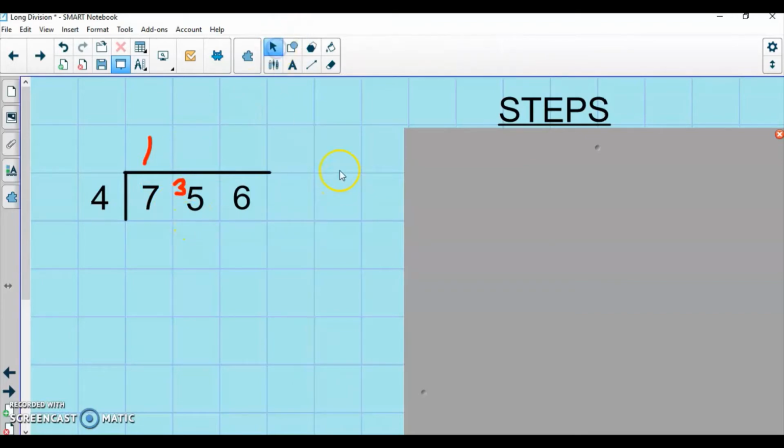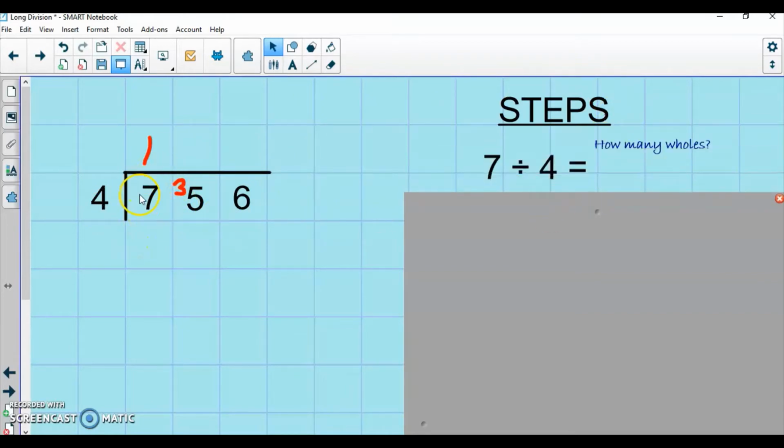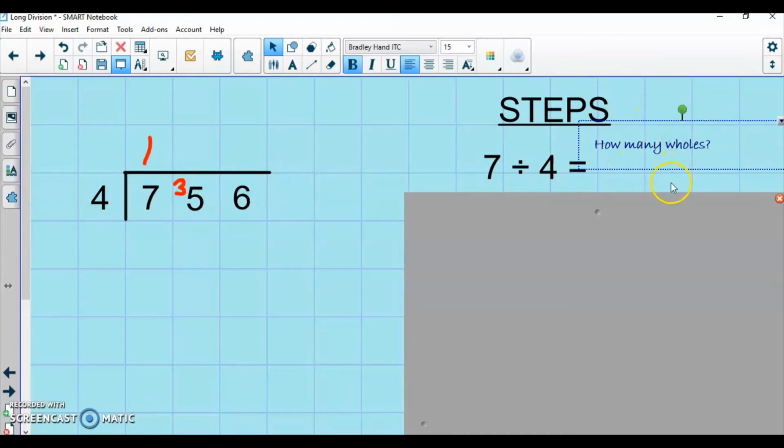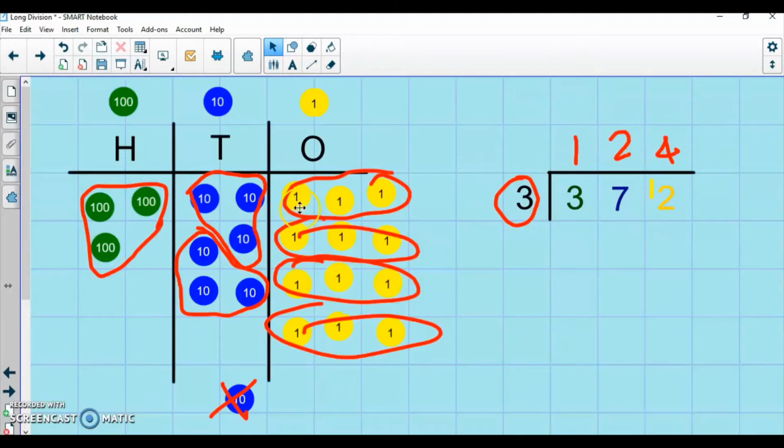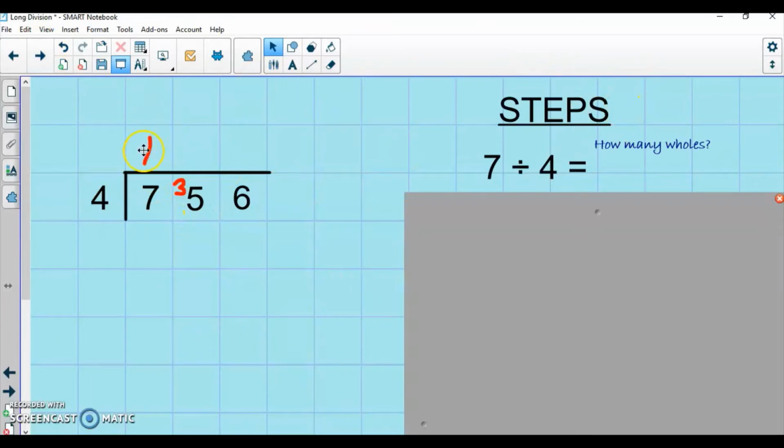Now I did all that very, very quickly because I know my 4 times table and I can do some quick subtraction. But let's take a look at what the steps are. The first thing we did is we said, right, 7 divided by 4, 7 hundreds, and I want to put them in groups of 4. Now this question here is important. Remember when we're looking in that previous model, let me flip back, how many whole groups are there? That's the important bit because that's the number that goes on top.